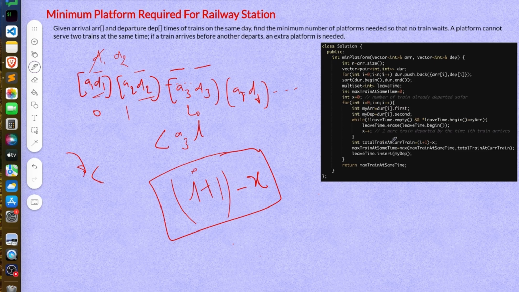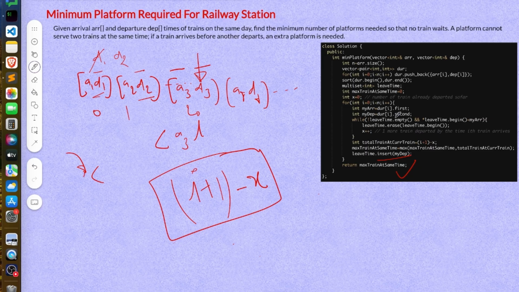Once you know how many trains are there at the current time, just update your answer. So max trains at the same time equals the maximum of this and the total trains at the current time, right? And after that, just insert the current departure time into the multiset, because we know that the multiset contains all the departure times. So just insert it into the multiset, and that's it. And at the end, return your answer.